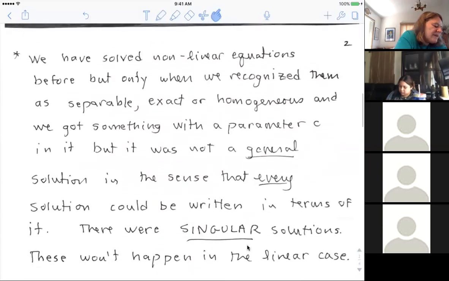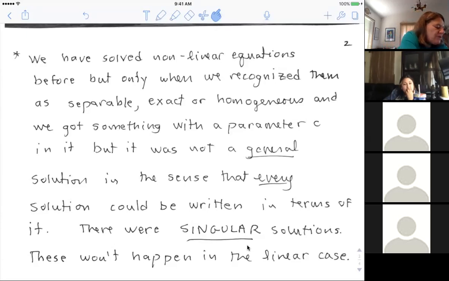The second thing is this. We've solved some nonlinear equations. Before we got to chapter 4, we were looking at a lot of different things. We looked at separable, exact, homogeneous. Some of those were nonlinear, but they were very special types. You could separate them. You could tell me it's exact and run through that whole process. You could show me it was homogeneous and run through that whole process.